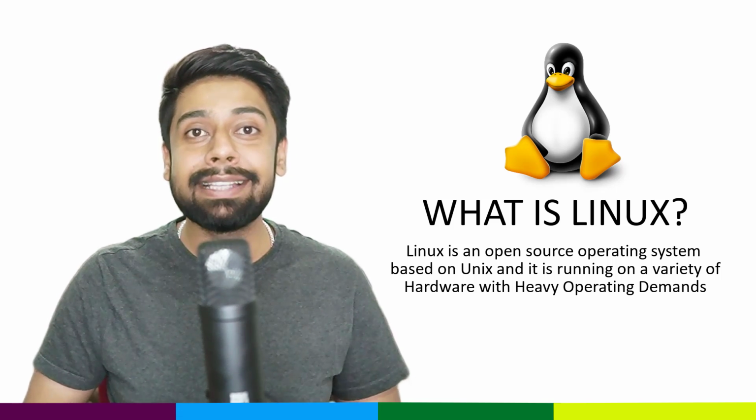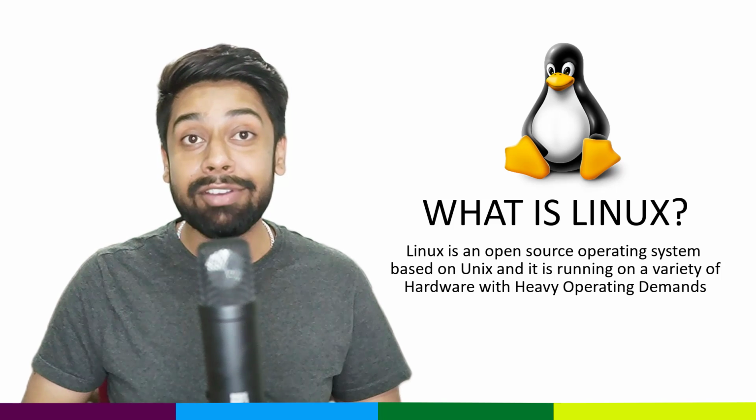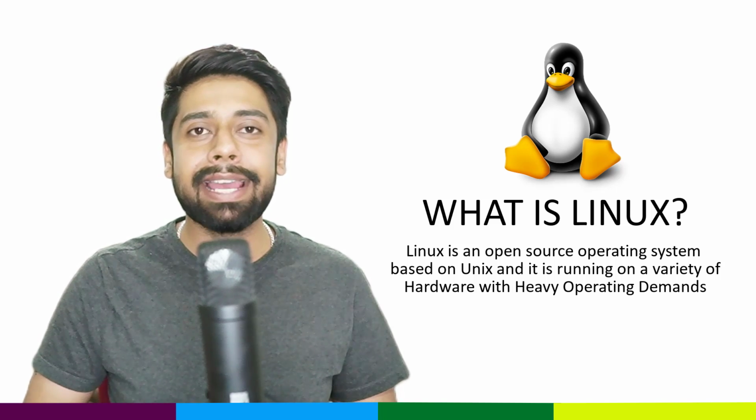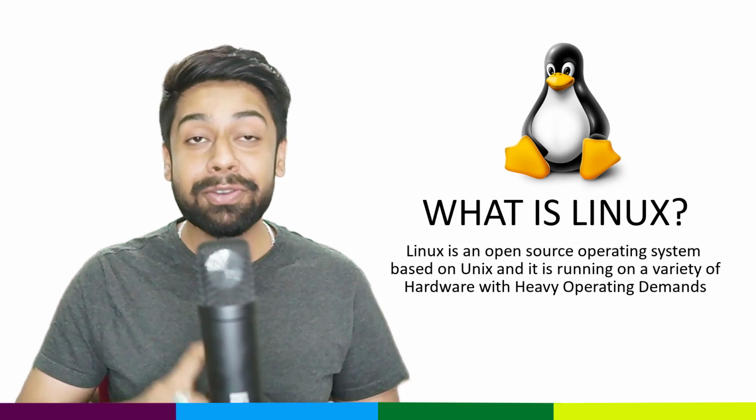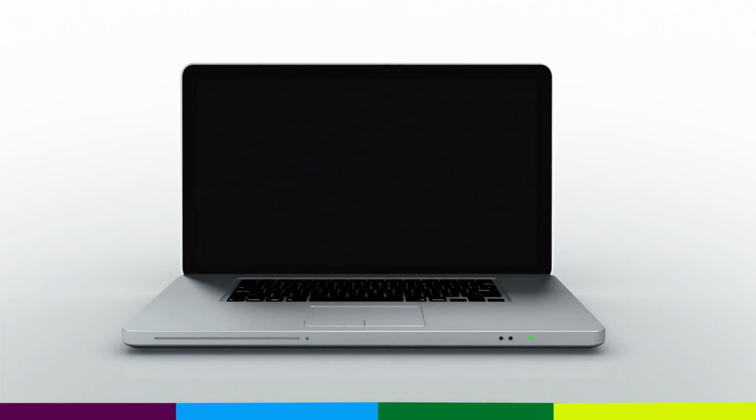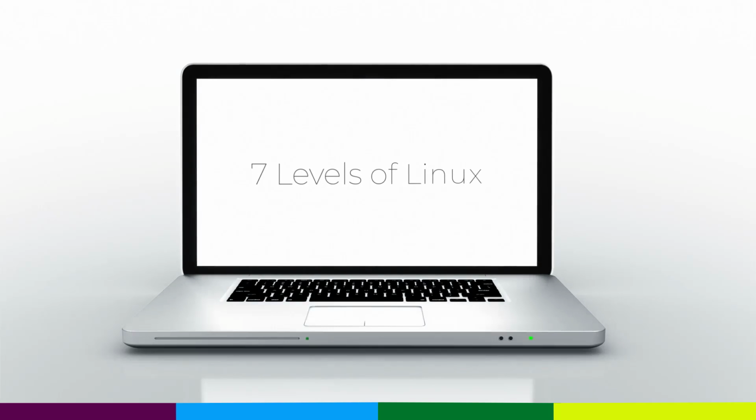Now you know, when I say variety of hardware with heavy operating demands, then it means it can handle the systems of aeroplane, satellite, submarine to your Android smartphone. It's all around you. Now you need to learn one more thing in order to understand Linux in depth. That is 7 layers of Linux, or you can say levels responsible for running Linux.